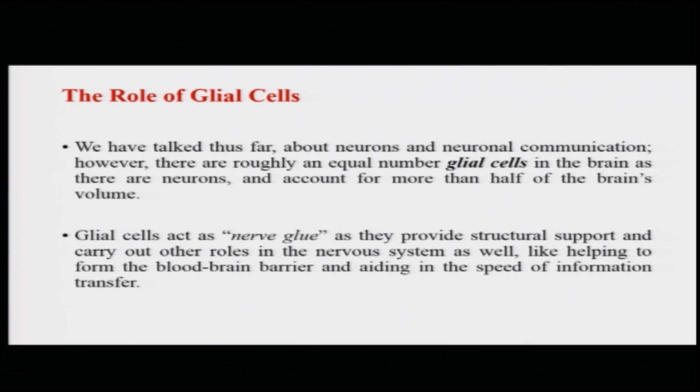So, glial cells have important functions. For example, they provide structural support, and they also carry out other kinds of functions in the nervous system. For example, they form the blood brain barrier, which protects the brain from a lot of pathogens in the bloodstream. We will talk about this in a bit of detail slightly later. They also aid in the speed of information transfer between neurons. So, these are two very important functions of glial cells.